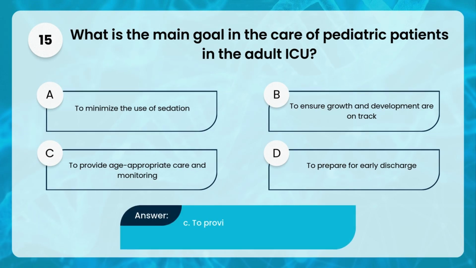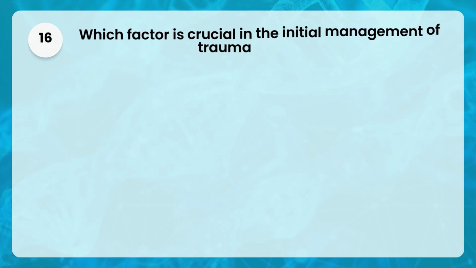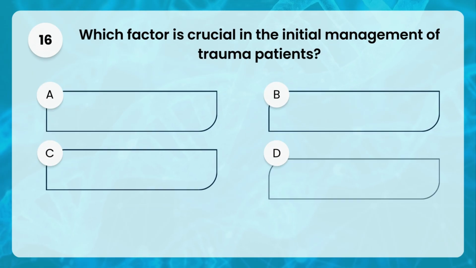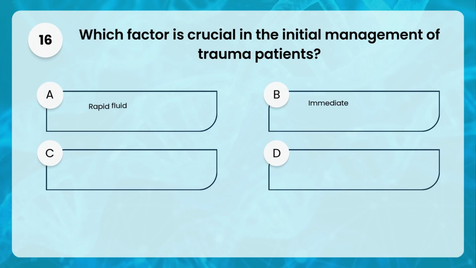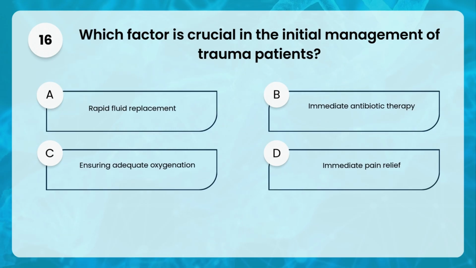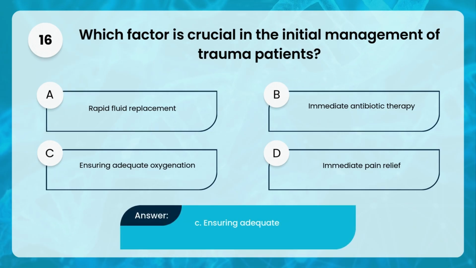The answer is C. To provide age-appropriate care and monitoring. 16. Which factor is crucial in the initial management of trauma patients? A. Rapid fluid replacement. B. Immediate antibiotic therapy. C. Ensuring adequate oxygenation. Or D. Immediate pain relief. The answer is C. Ensuring adequate oxygenation.